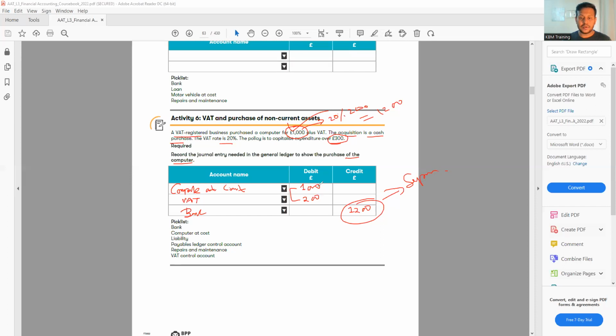But actually, the cost I'm going to show on the financial statement is 1,000, because this 200 I'll claim back from HMRC. That's it.